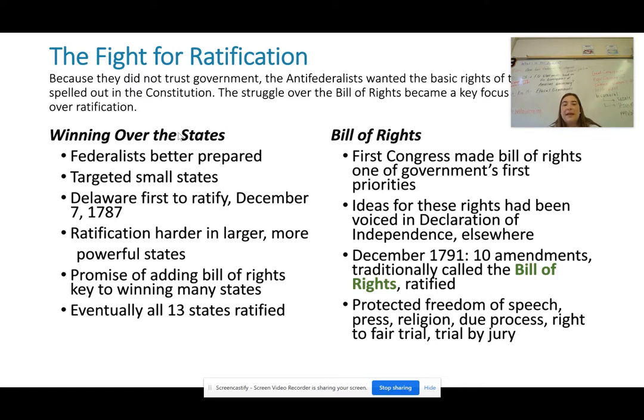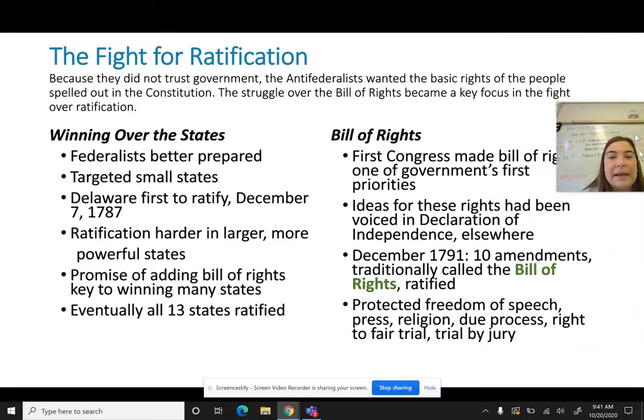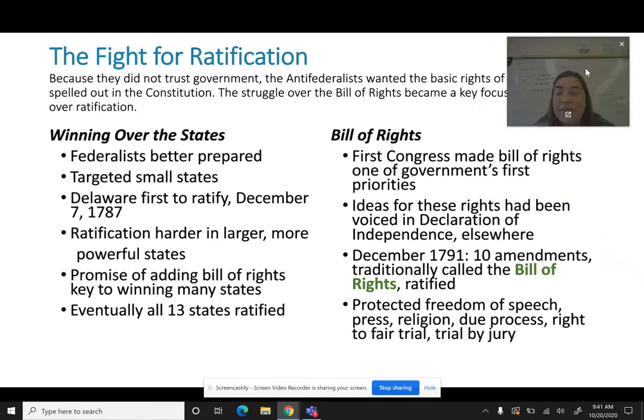So the fight for ratification: because they did not trust the government, the Anti-Federalists wanted the basic rights of the people spelled out in the Constitution, and they struggled over the Bill of Rights, and it became a key focus in the fight over ratification. The Anti-Federalists were not giving this up. The Federalists were better prepared. Again, they're all elite, educated men. They're putting together these ideas very quickly, whereas the Anti-Federalists were made up of the commoners.